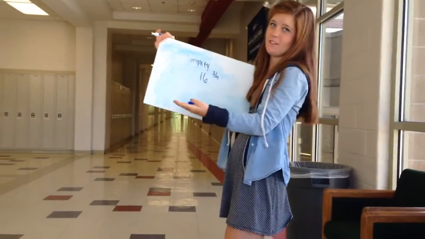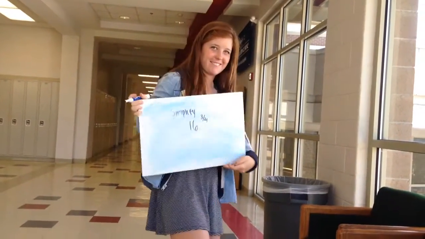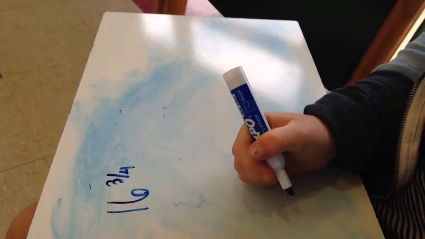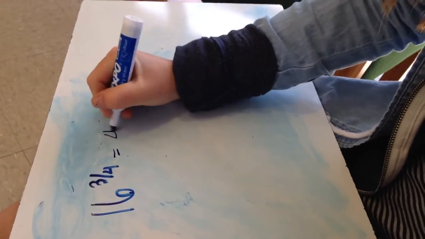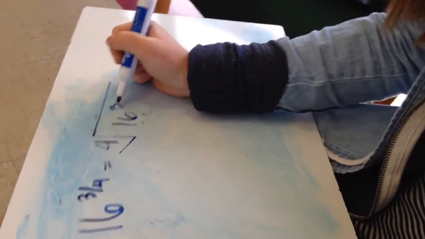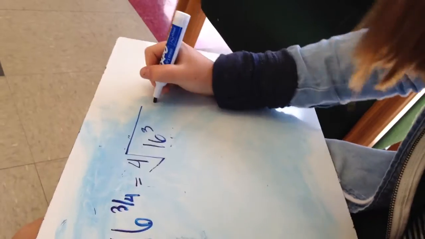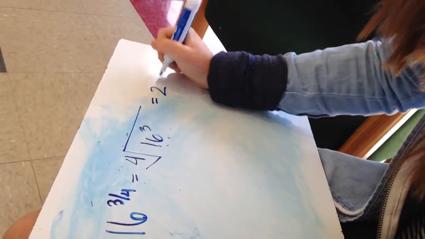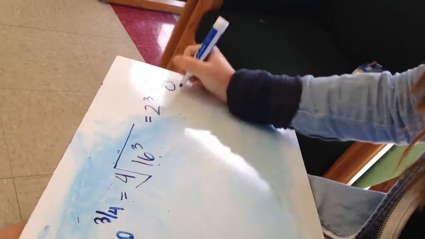Our first problem for the day is we're gonna simplify 16 to the 3/4. So 16 to the 3/4 equals the fourth root of 16 to the third. Why is that, Ella? Because it does. Which equals 2 to the third. And that equals 8. And that is your answer.